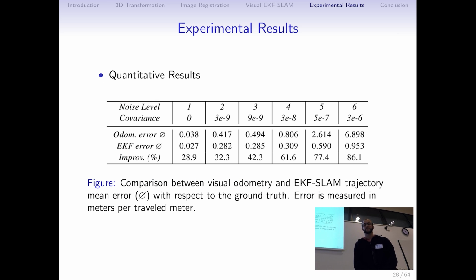So here are the quantitative results. With a noise level of 1, which is basically no corruption of the odometry at all, AKF was already improving the trajectory by 28%. With a noise level of 4, for example, the odometry error was around 80 centimeters. AKF was correcting this to 30 centimeters, which brings us an improvement of 61%, and so on. This behavior is quite typical for AKF. So as the data gets worse, the error of AKF is only increasing slightly, and the improvement increases.